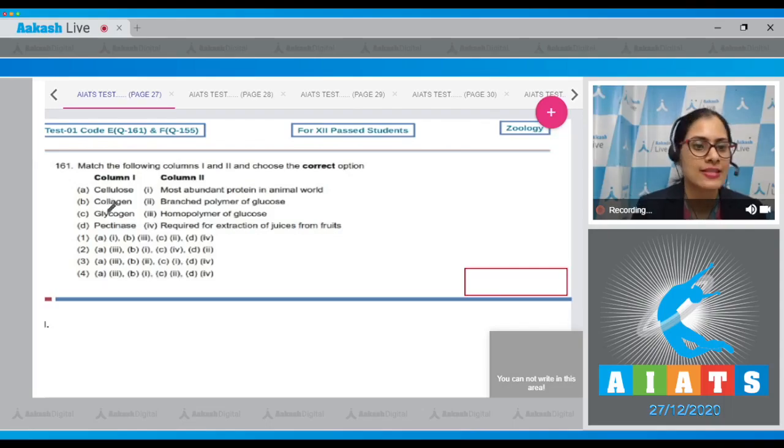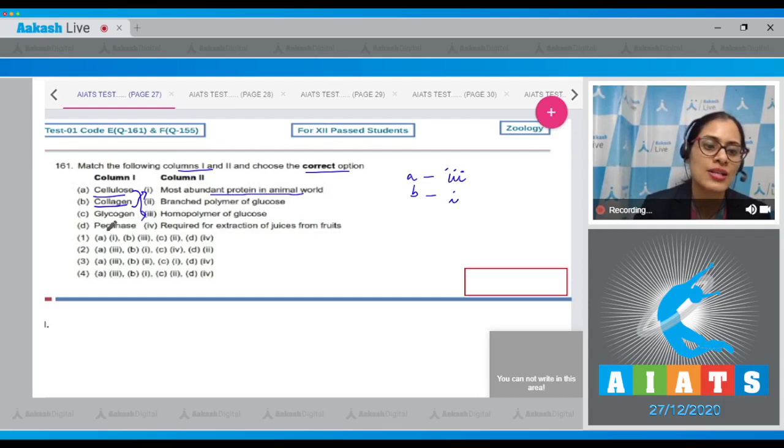Question number 161. Match the following columns 1 and 2 and choose the correct option. In column 1, the very first option given is cellulose. And as cellulose is a homopolymer of glucose, so A in column 1 matches with third option in column 2. The next option in column 1 is collagen, and collagen is the most abundant protein in animal world, so B in column 1 goes with the first option in column 2.